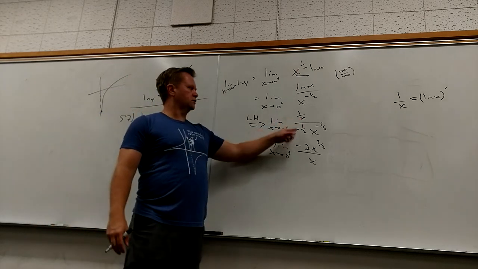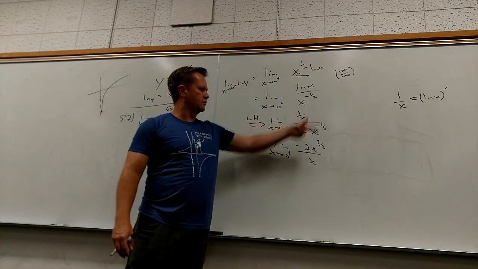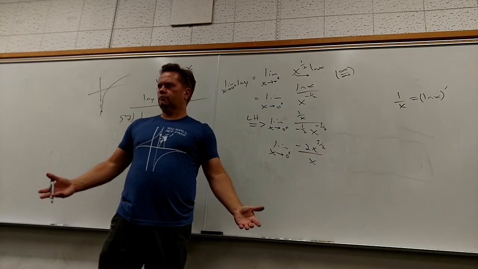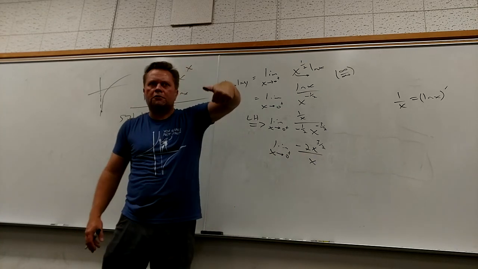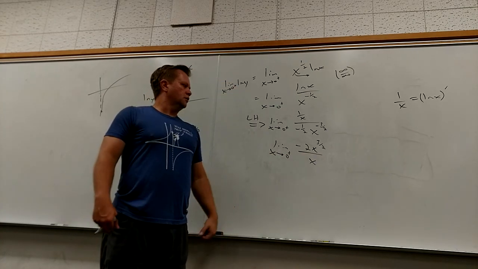It's 1 over x, so the x goes underneath. And then I reciprocate the things on the bottom. Divide by a fraction and multiply by the reciprocal. And then what's going to happen here?